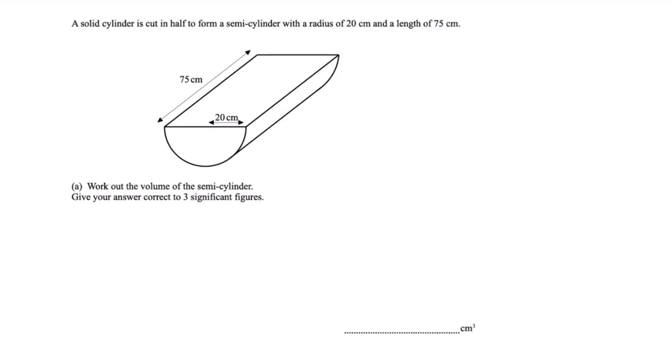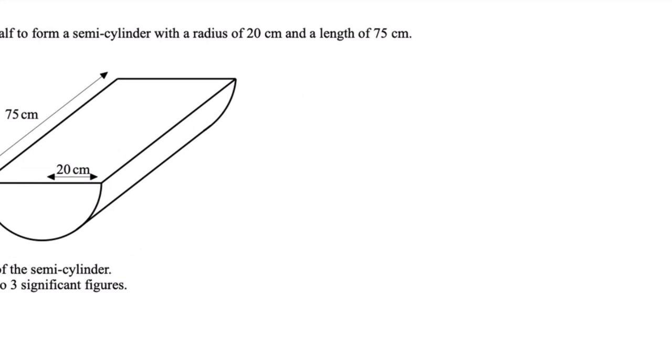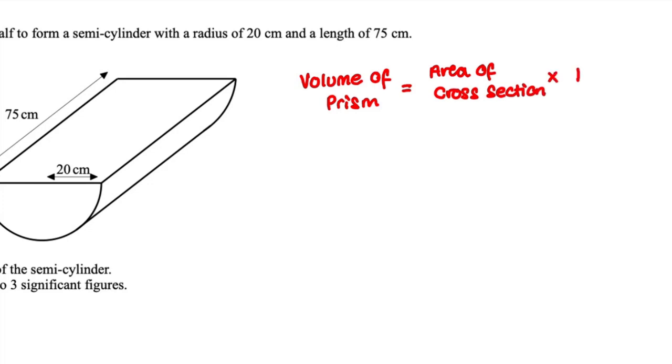So it says a solid cylinder is cut in half to form a semi-cylinder with a radius of 20 centimeters and a length of 75 centimeters. We need to work out the volume of the semi-cylinder. Because we're working out the volume, this is still a prism. So again, to work out the volume of a prism, we're going to do the area of the cross section, and we're going to multiply it by the depth or the height. That's what we're going to do.